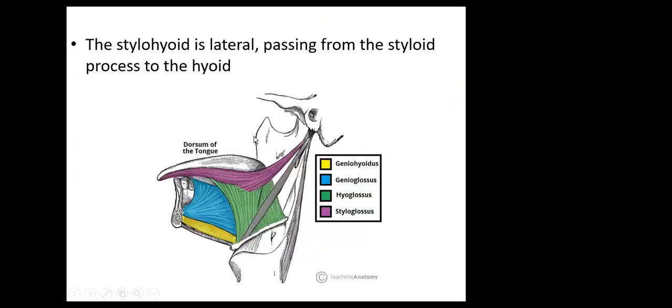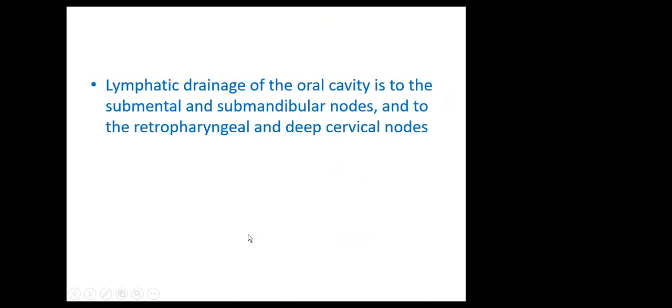The stylohyoid muscle lies lateral, passing from the styloid process to the hyoid bone. Lymphatic drainage of the oral cavity is to the submental and submandibular nodes and to the retropharyngeal and the deep cervical nodes.